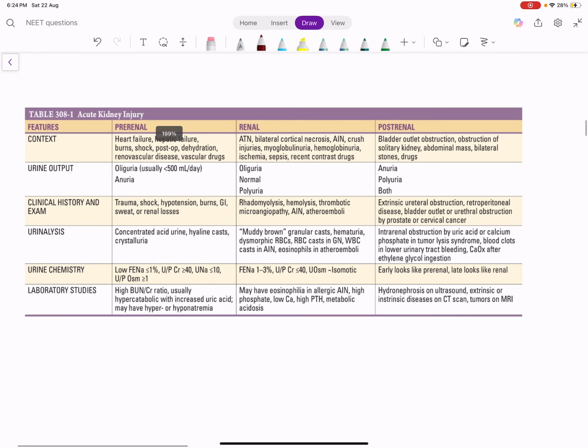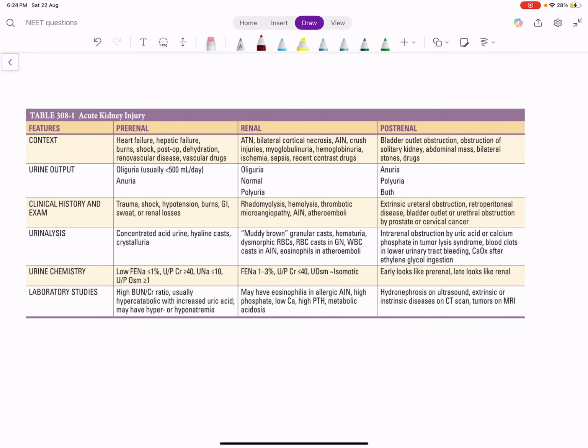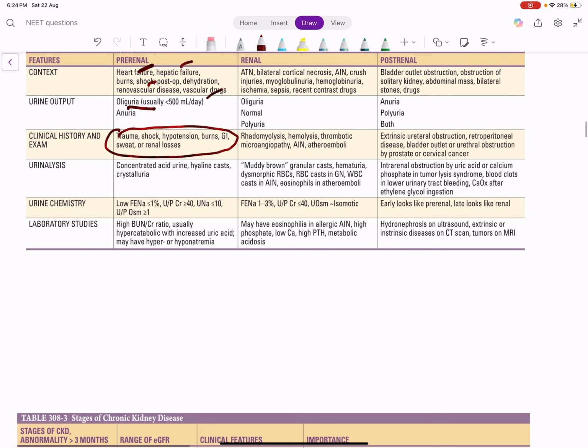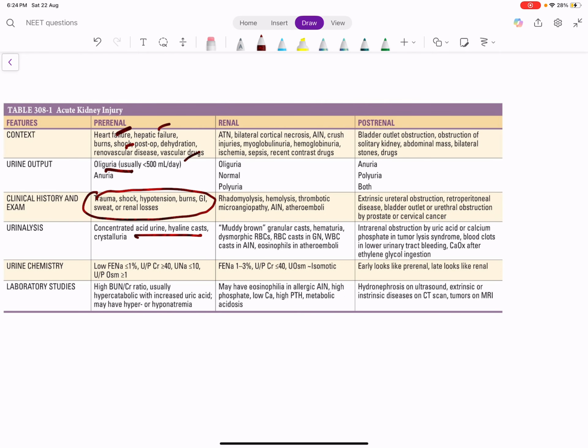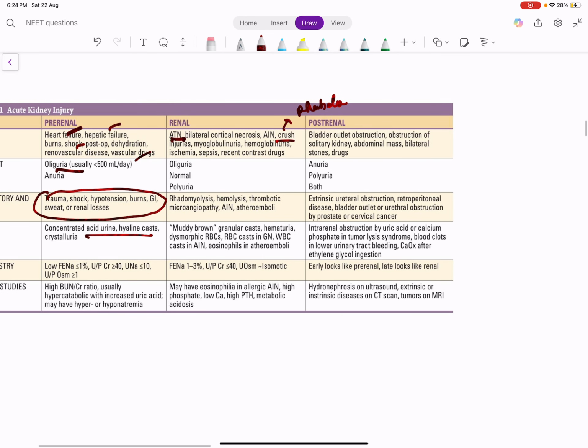So again the same slide summarizes it here. So pre-renal: heart failure, renal failure, shock, burns, etc. are the causes. There will be oliguria here. So history will be very obvious in pre-renal. Here there will be concentrated urine. We'll discuss the lab shortly. In renal causes, I told you sepsis, ATN, crush injury causes rhabdomyolysis, myoglobinuria, hemoglobinuria, ischemia, sepsis, contrast nephropathy. Post-renal, any cause of obstruction.